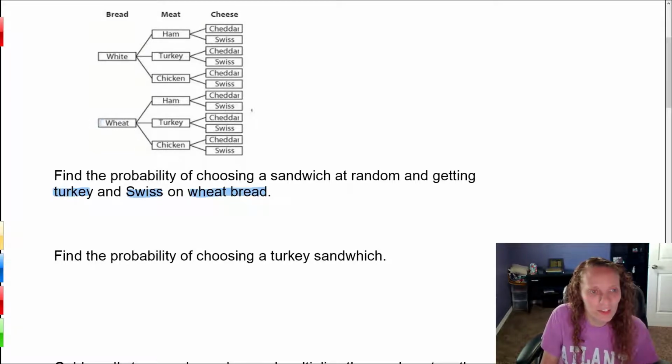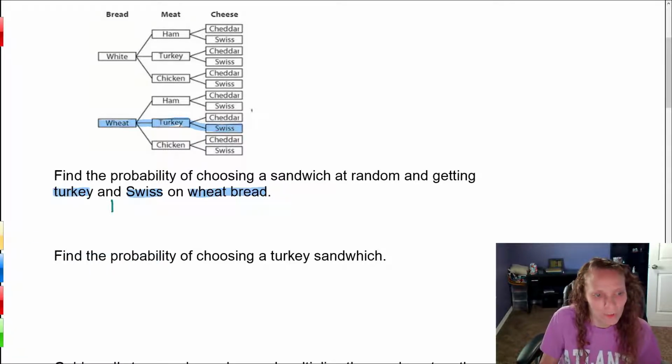Okay, so if you look at the diagram, I see wheat here, and then we're looking for turkey, so wheat goes to turkey, and then Swiss cheese. And I do not see this combination anywhere else, because if we look at the top of the chart, all of these contain white bread. The bottom of the chart here has wheat. The other two meats are ham or chicken, so we can't go with that route. So the only route we have here is wheat, turkey, and Swiss cheese.